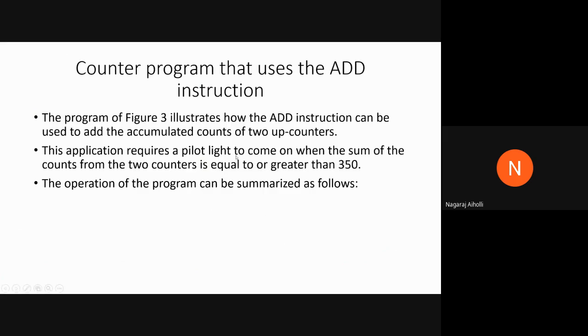The counter program that uses the ADD instruction: the program in the next figure shows how the ADD instruction can be used to add the accumulated counts of two up counters. We'll be looking into one more program which shows how the ADD instruction works on the counters. We'll be using two counters here, and we'll check whether the addition of the count values of the two counters is equal to or greater than 350. Let us see the program.